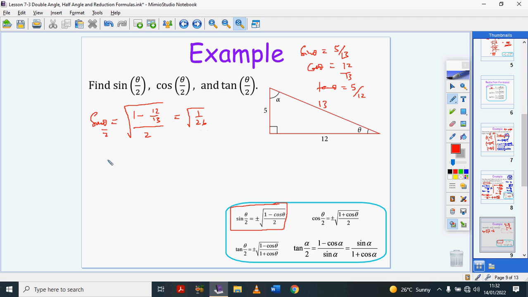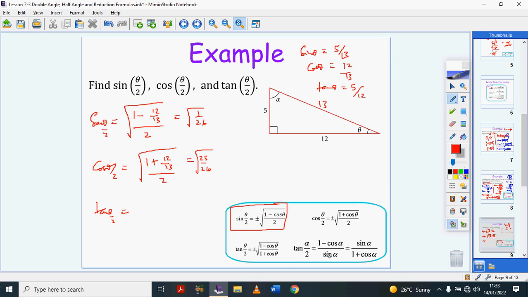Check my work. Cosine theta over 2 will be equal to 1 plus cos theta over 2. So that's 1 plus 12 over 13 divided by 2 square root. That's 13 plus 12 is 25 divided by 26. Again, check my work.